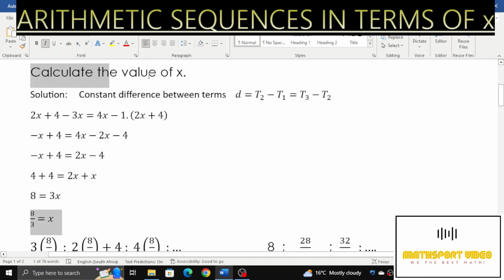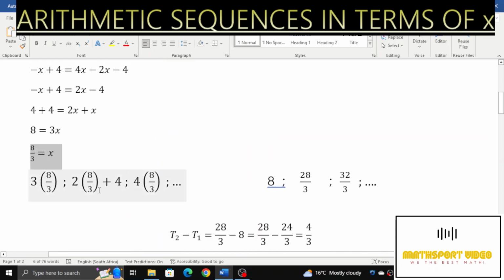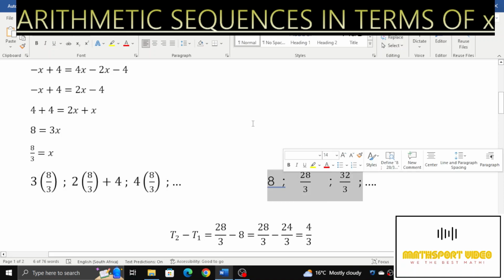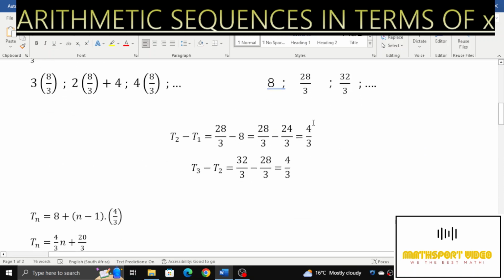So this is the answer to the question. The question was calculate the value of x. This is where you should stop. However, I did go a little bit further. I substituted in, I got the sequence. I confirmed the fact that the difference is indeed constant. So this makes me happy because now I'm confident that my answer is correct.